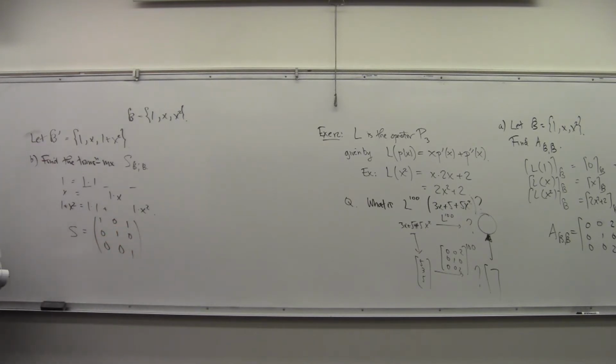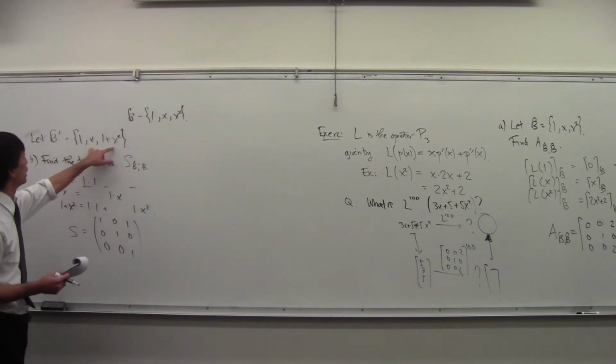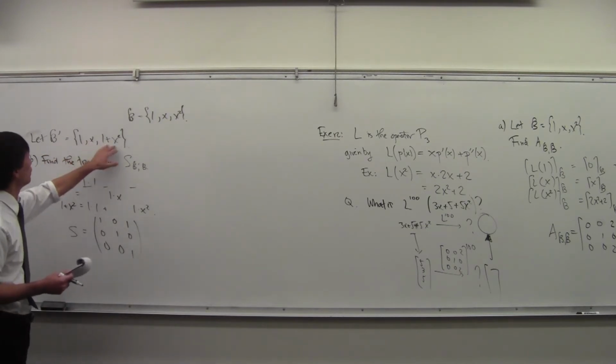Yeah, Reed. Didn't we say it was going from B prime to B, so shouldn't we have a negative 1? Going from B prime to B, why is there a negative 1? This is 1, x, 1 plus x squared. So if you're going to B, don't you need to get rid of the 1?